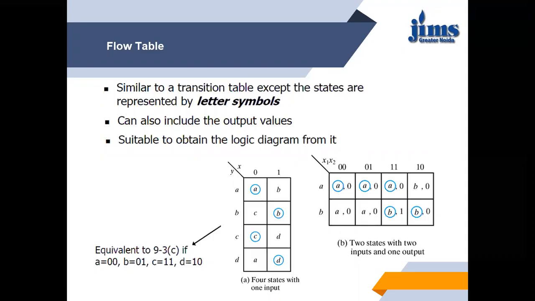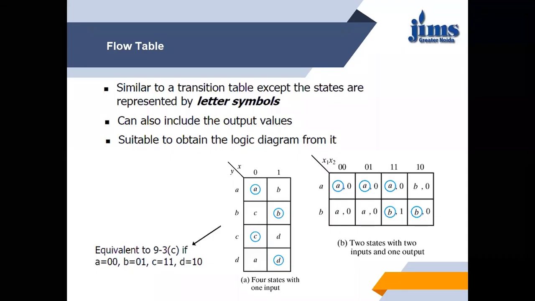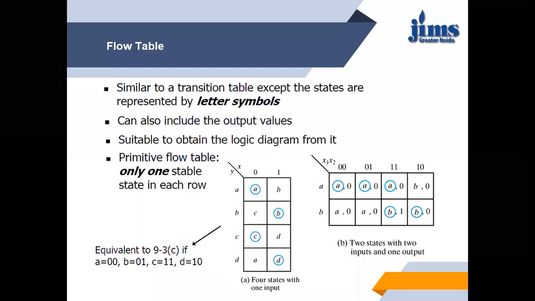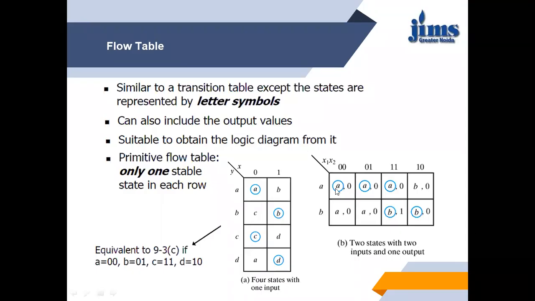It is suitable for obtaining the logic diagram. When we have a transition table, we can directly draw the circuit diagram with the help of the transition table. A primitive flow table is one with only one stable state in each row. Here we can see there are three stable states. Here in each row there is only one stable state, so it is said to be a primitive flow table.